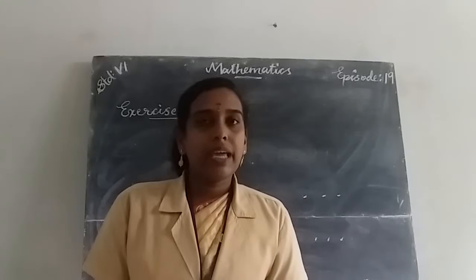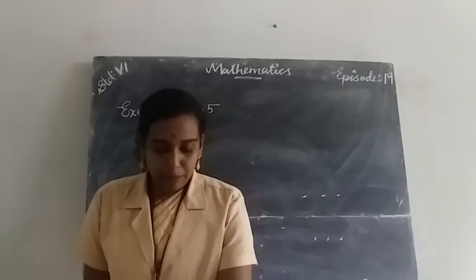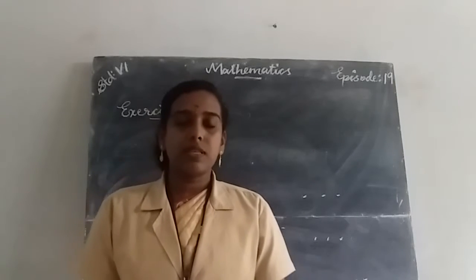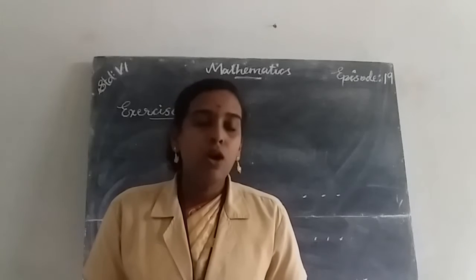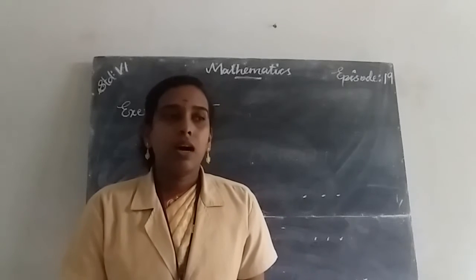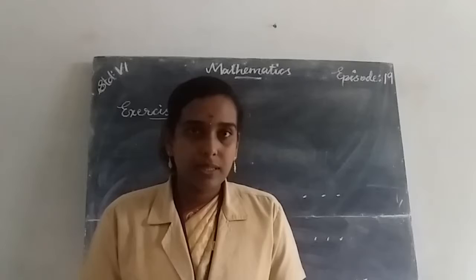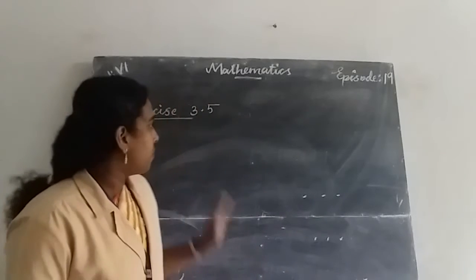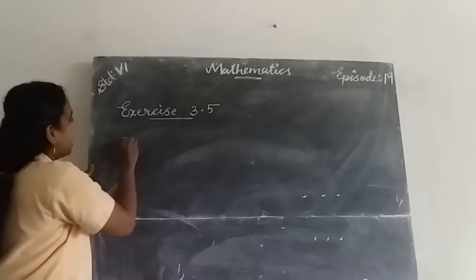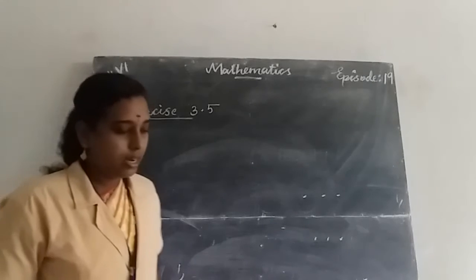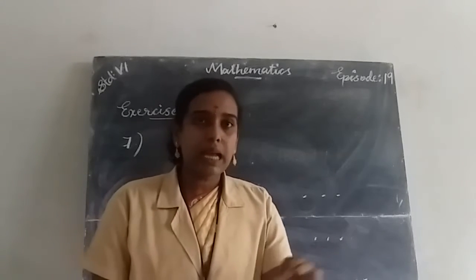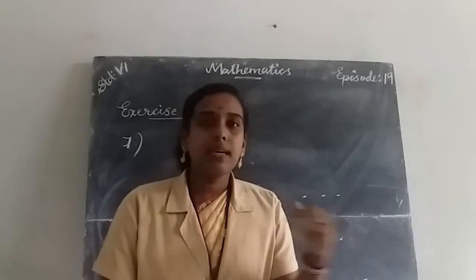So we want to verify the statement. The statement is the product of three consecutive numbers is always divisible by 6. For verifying the statement, we will show some examples. So first we solve the question. First we take any three consecutive numbers. Consecutive numbers means numbers that follow each other continuously.